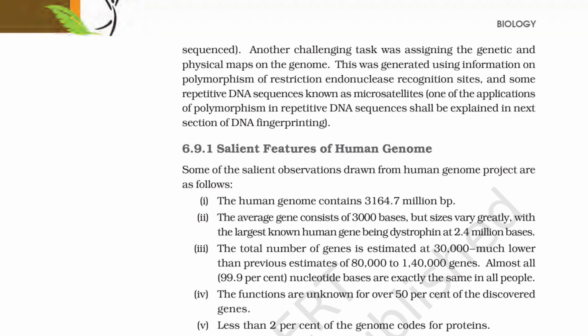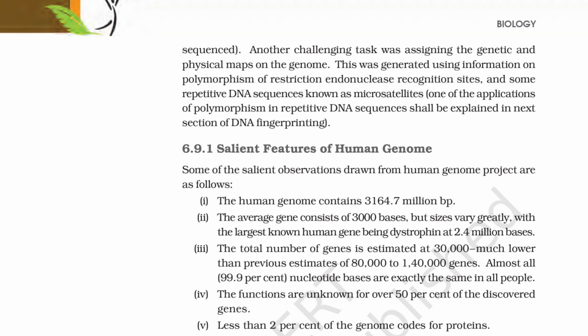Salient features of human genome. Some of the salient observations drawn from Human Genome Project are as follows. 1. The human genome contains 3,164.7 million base pairs. 2. The average gene consists of 3,000 bases, but sizes vary greatly, with the largest known human gene being dystrophin at 2.4 million bases. 3. The total number of genes is estimated at 30,000, much lower than previous estimates of 80,000 to 140,000 genes. Almost all, 99.9%, nucleotide bases are exactly the same in all people.